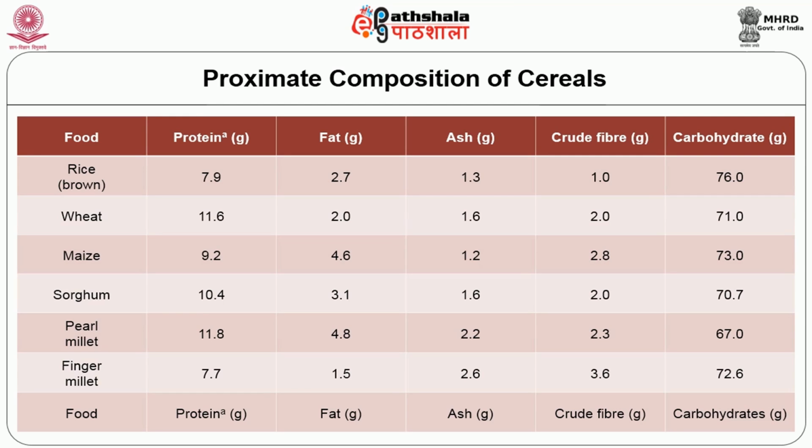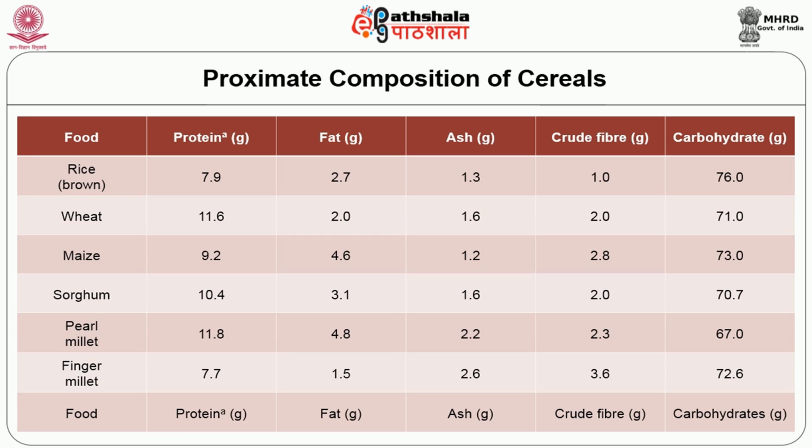For example, if we look at the cereals and millets which we consume in our daily diet, like rice, which is predominantly the staple cereal in South India, and wheat, the staple cereal in North India, as well as maize, sorghum, pearl millet, finger millet, kodo millet, barnyard millet. Such millets are also part of our diet, but we are consuming very little. If you look at the protein part, rice is around 7.9, wheat around 11.6, and even other millets are also good sources of protein.